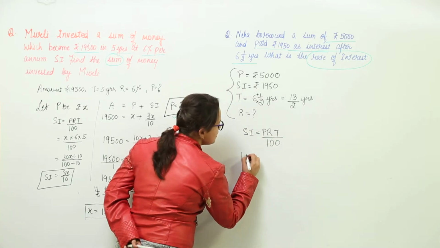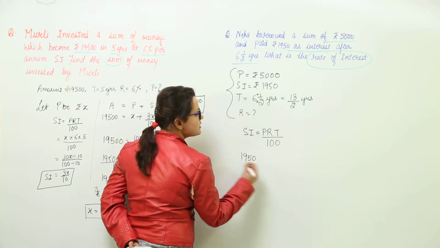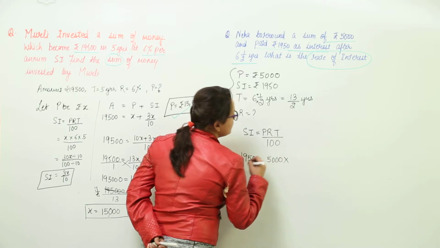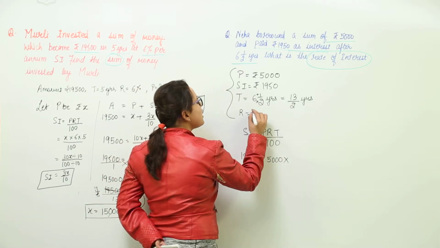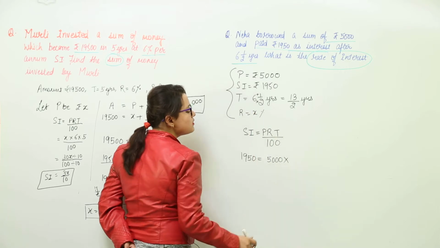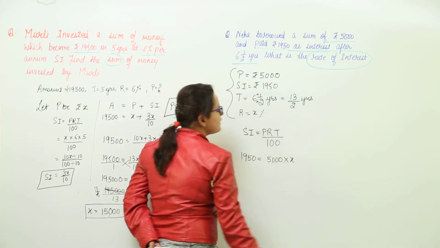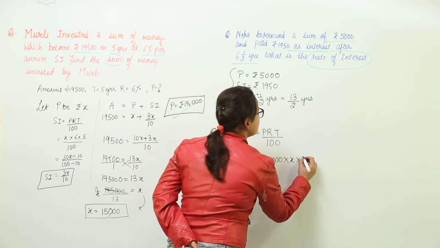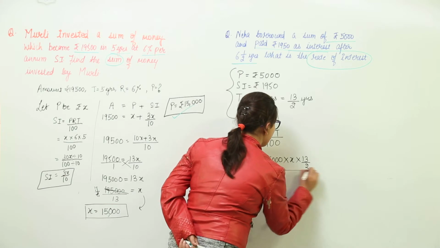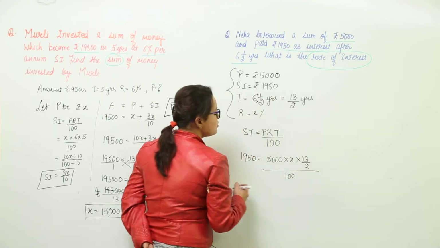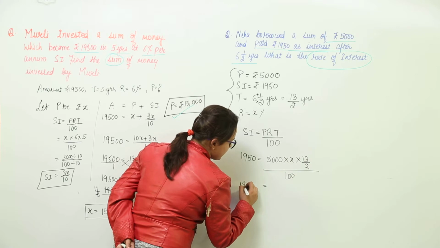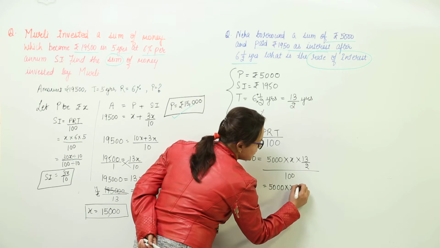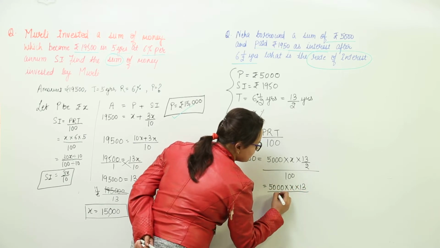Let us place the values. 1950 is the simple interest, equal to what is the principal? 5,000 is the principal. Let us assume the value of R to be X percent per annum. So I'll write X in the place of R. What is my time period? The time period is 13 upon 2 and whole divided by 100. So let us simplify it further. We get 1950 equal to 5,000 multiplied by X multiplied by 13 whole divided by 2 times 100.